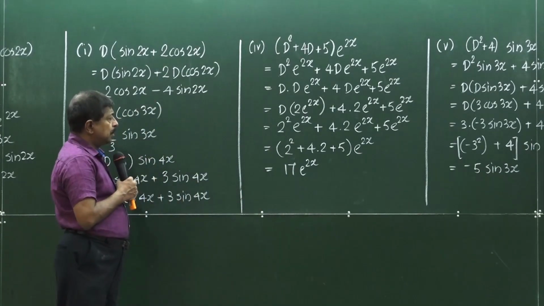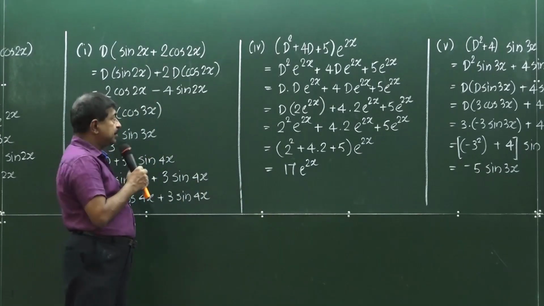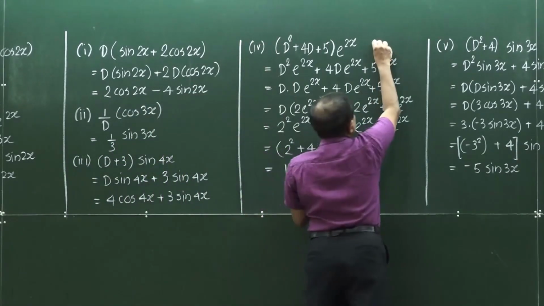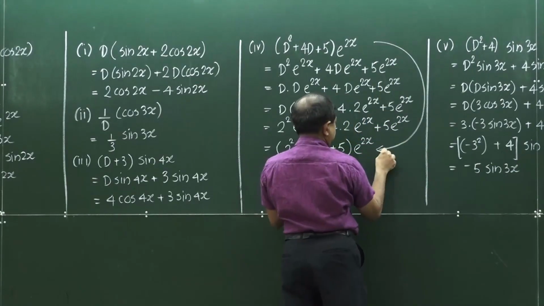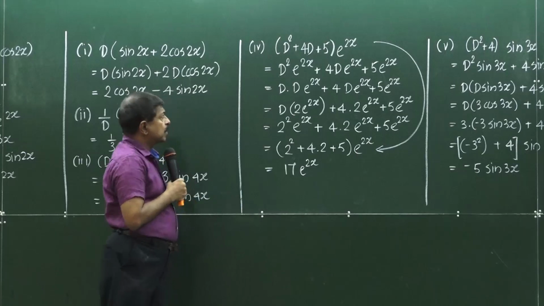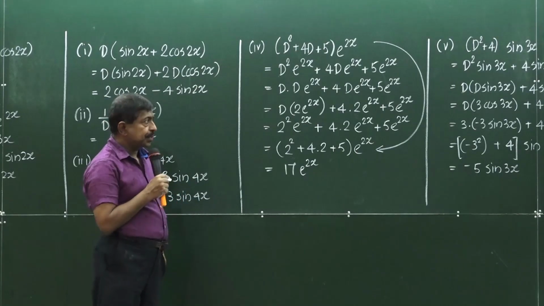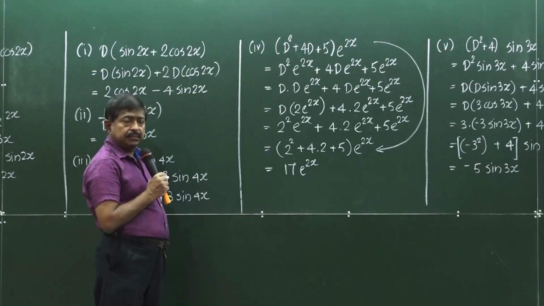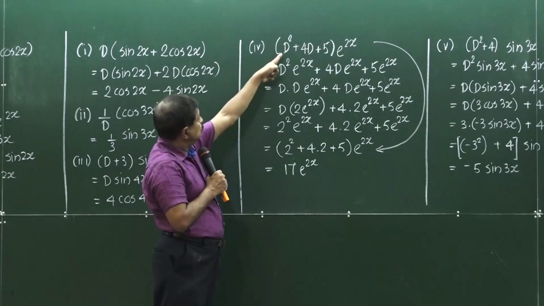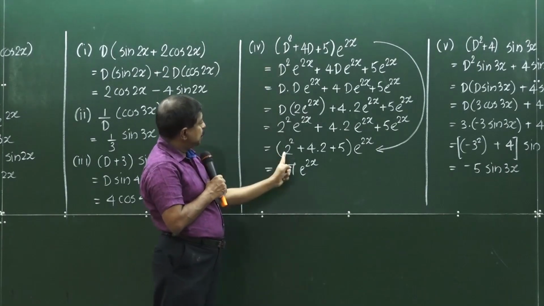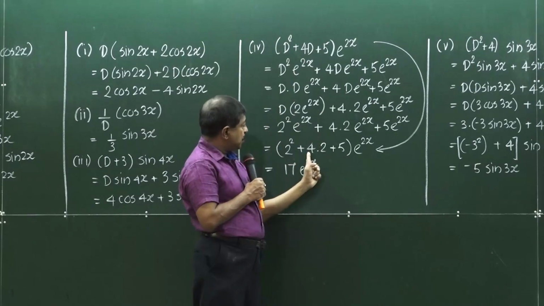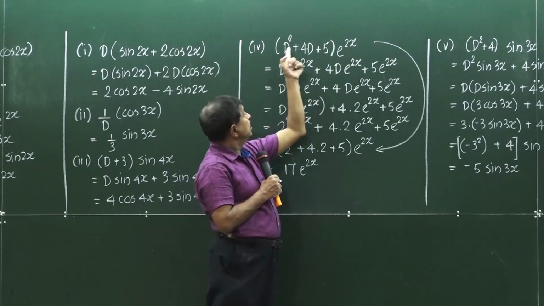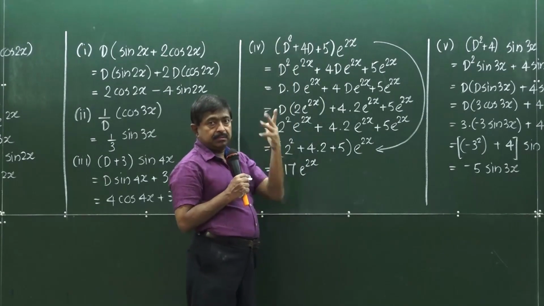Now, I did this for some purpose. Look, if you compare these two steps, what can you say? Do you have to go through all those steps again? Look what happens. When you have d squared, you have 2 squared. When you have 4 times d, you have 4 times 2. You have 5. So what should you do? You can simply plug in 2 for d. That's all.